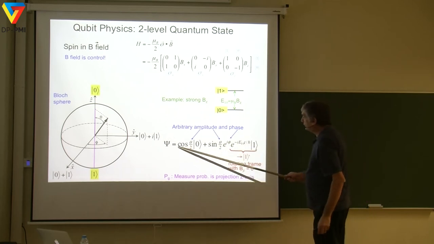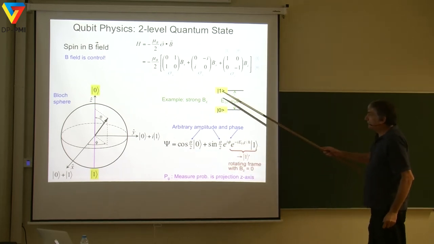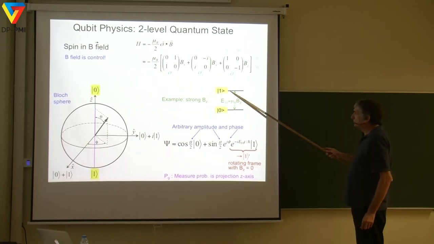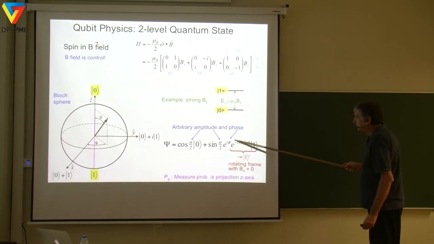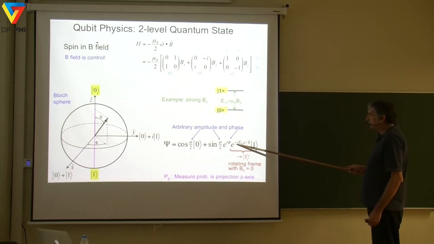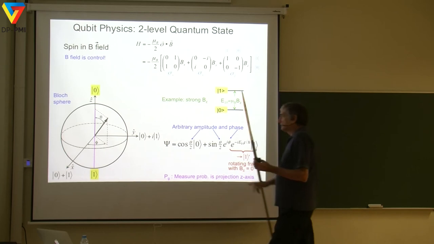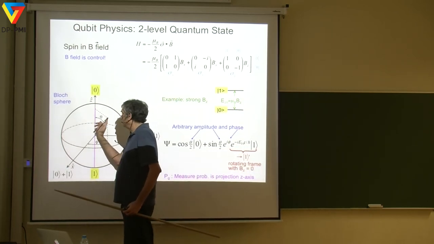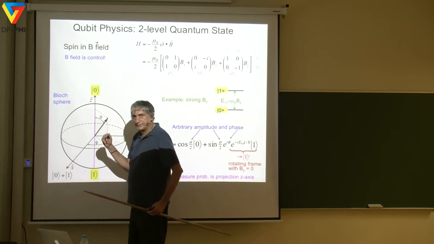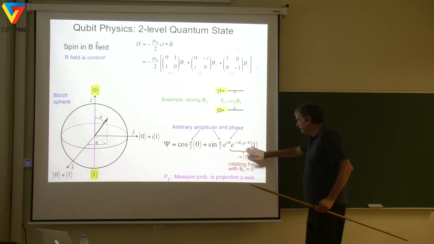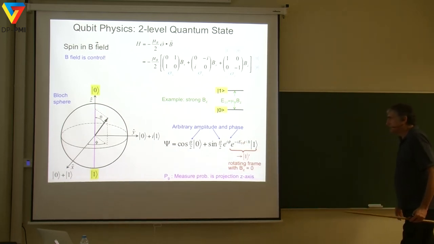So if you're in some state here, and you have a strong magnetic field, Bz, in the z direction, the energy of one state is higher than the zero, so you're going to have an oscillating term from the Schrodinger equation of e to the minus i E10 t over h bar. So this Bloch vector here is actually, versus time, rotating around in this direction with that phase factor. And that's the standard phase factor you'll see in quantum mechanics.